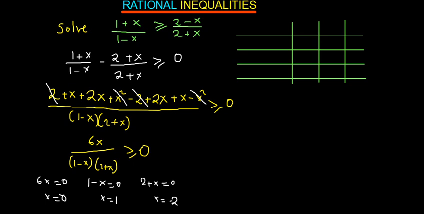Okay, so the first factor that we equated to 0 was 6x. The next one we equated to 0 was 1 minus x. The other one we equated to 0 was 2 plus x. If you look at the values that we found, the smallest we have is negative 2, followed by 0, and then positive 1. Please write them in increasing order.